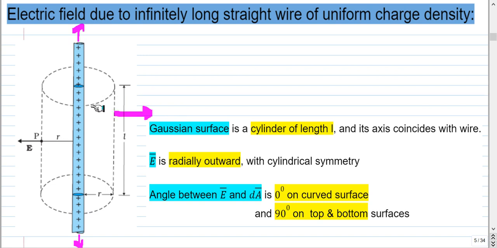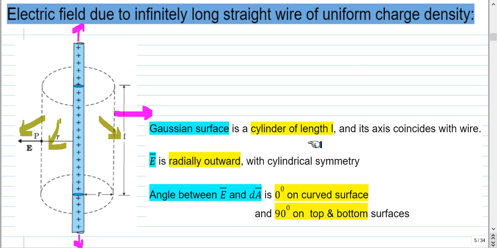Also, if you draw a cylindrical surface whose axis coincides with this line charge, any point on the surface is at the same distance r from this wire. So the magnitude of the electric field at any point on this cylindrical surface will be the same, but the directions will be different and will be radially outward. With this understanding, we can use Gauss law to obtain the electric field.